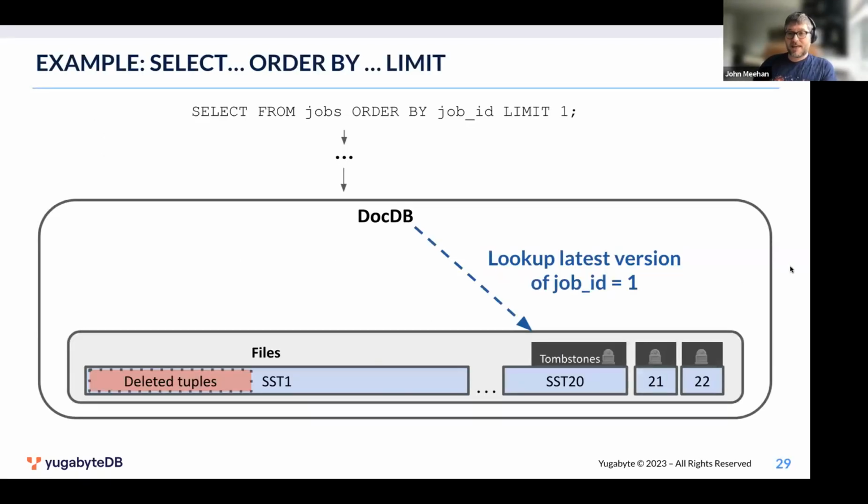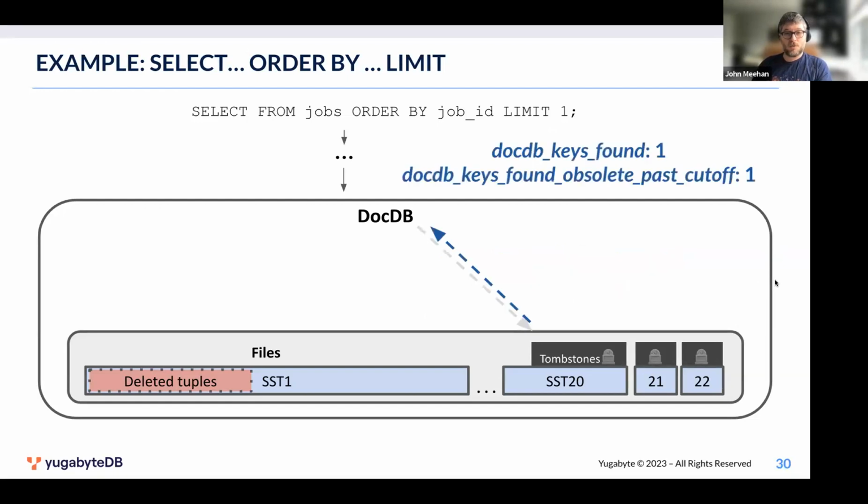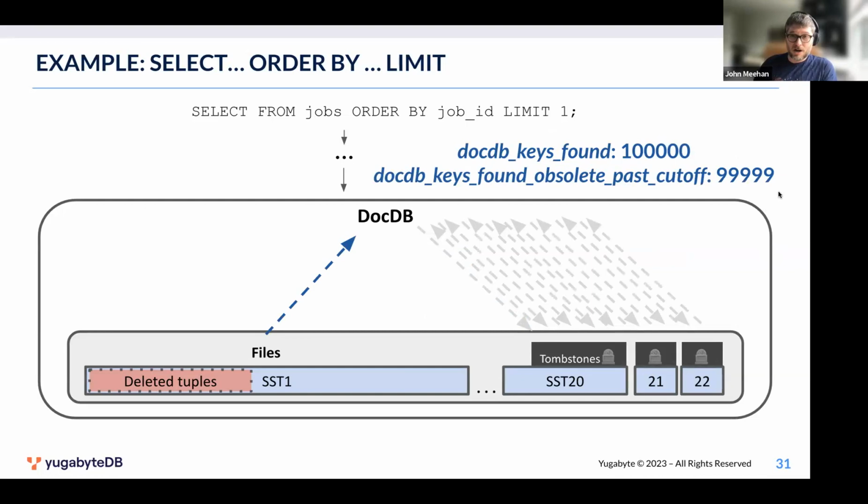So re-examining that same example from before. Again, we look up the earliest job ID, which we only know of as job ID equals 1. We see that that is obsolete, and so we increment both statistics, the keys found, and assuming that this tombstone is past the history cutoff, we also increment the keys found past cutoff. And so this continues as before. Again, we have to do those 100,000 reads in order to find a single key. However, this time we've incremented these statistics.